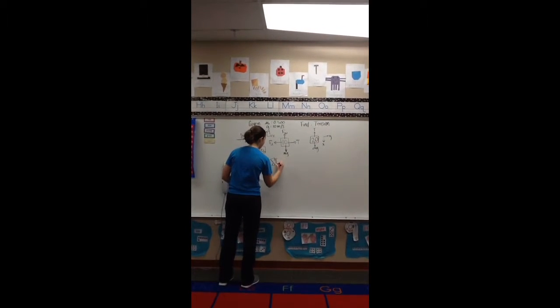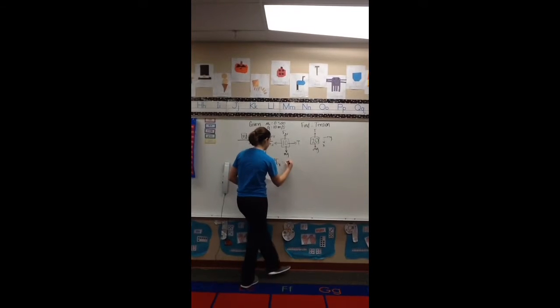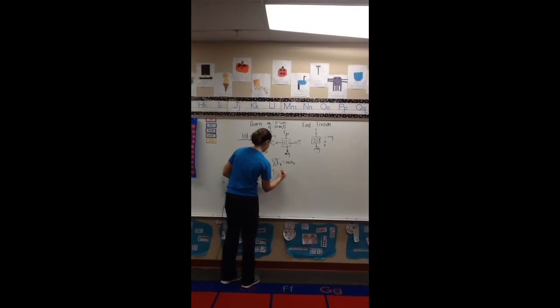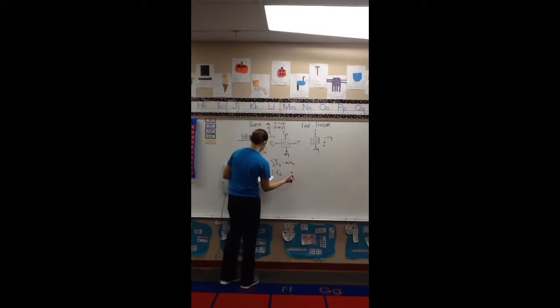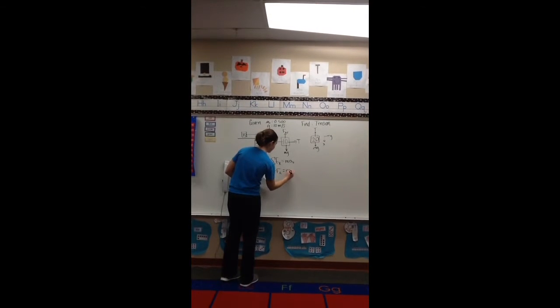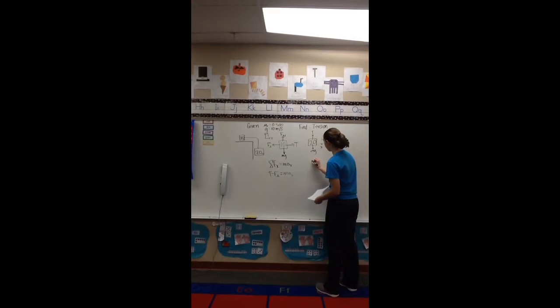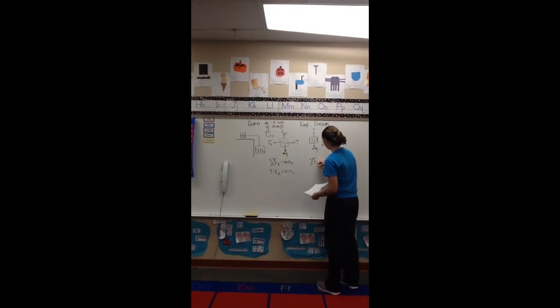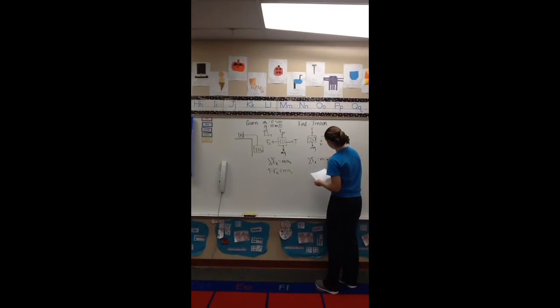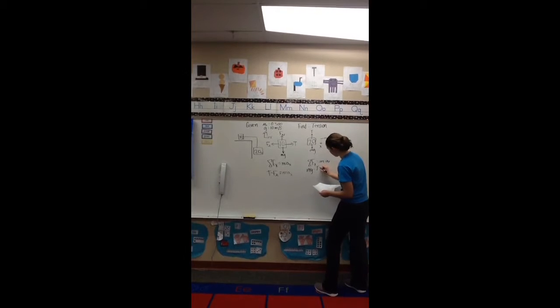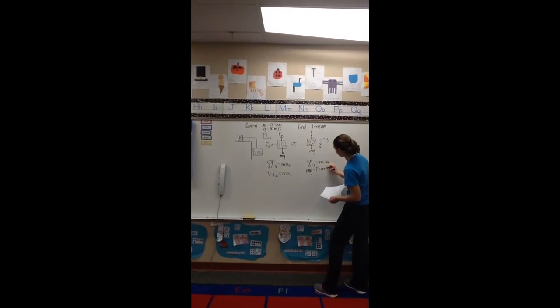So for this one, sum of forces in the x direction equals mass times acceleration. So you have tension minus the friction equals mass times acceleration. And for this one, it would be sum of forces equals mass times acceleration. So weight, which is mg, minus tension equals mass times acceleration.